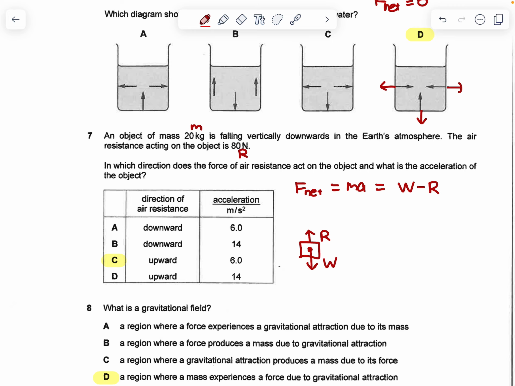So we can sub in 20 kg. We're trying to find acceleration A. The weight is actually equal to mg, so mass times gravitational acceleration of Earth, which is 10. So it's 20 times 10 minus R, which is given as 80, and we can find A to be 6.0 meters per second squared. And you know that air resistance should act opposite to the motion, so it's actually acting upwards.